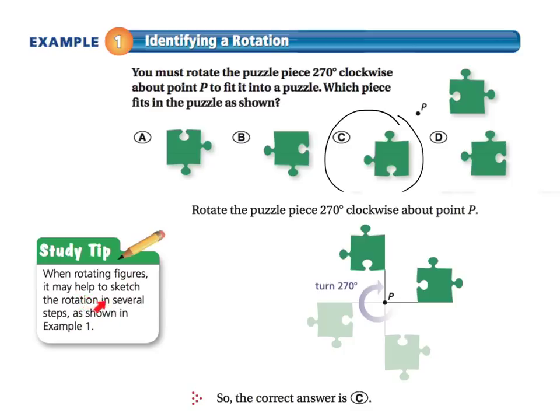When rotating a figure, it may help to sketch the rotation in several steps, or you can actually turn your paper. So this would be about point P. Notice that point P stays put. Now, the other way to look at it is this is actually 90 degrees counterclockwise. So 270 degrees clockwise is the same as 90 degrees counterclockwise.